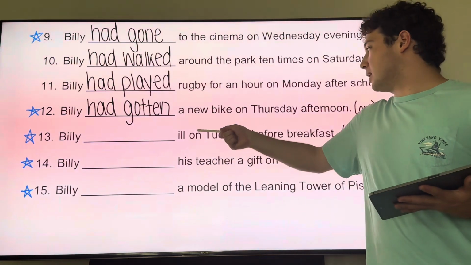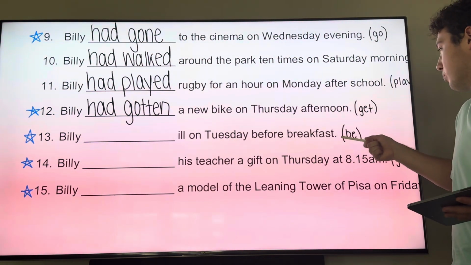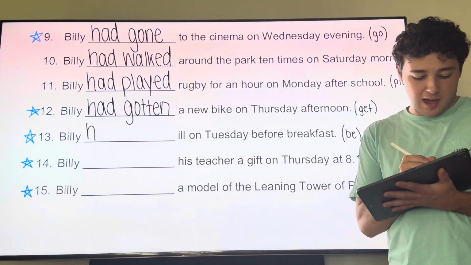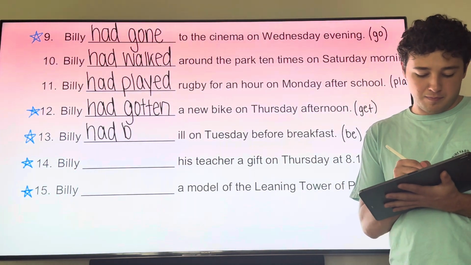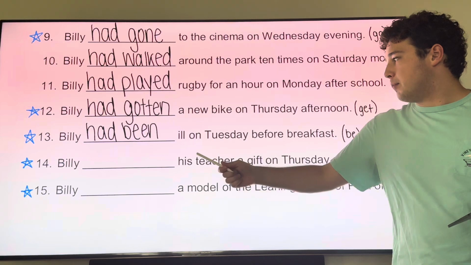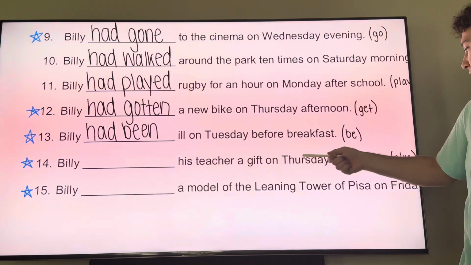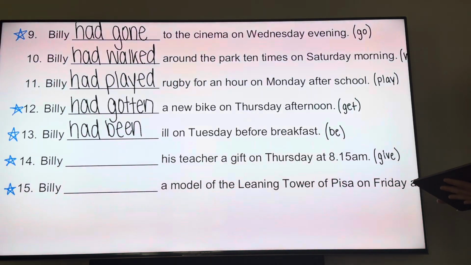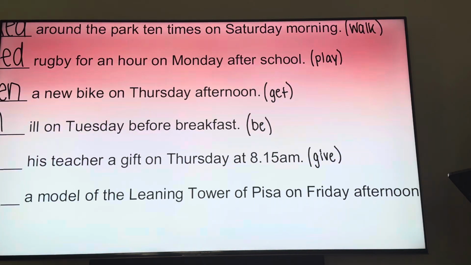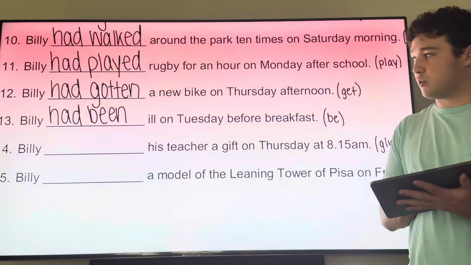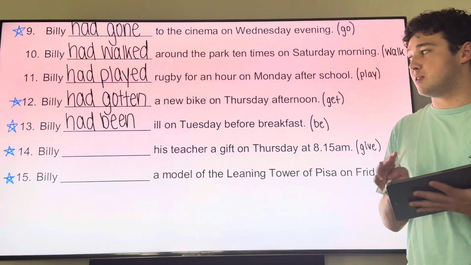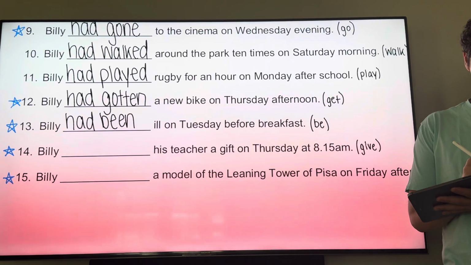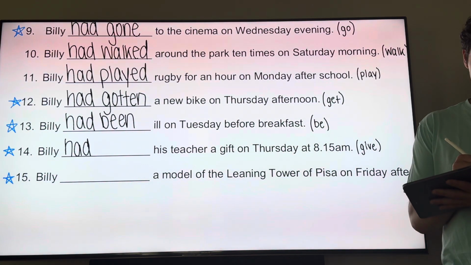13. Billy blank ill on Tuesday before breakfast. And they give you be. Just as before, it would be Billy had been. 14. Billy blank his teacher a gift on Thursday at 8:15. And the verb they give you is to give. And this would be another one where it would change. Now, the past simple would say Billy gave, but here it would say Billy had given.